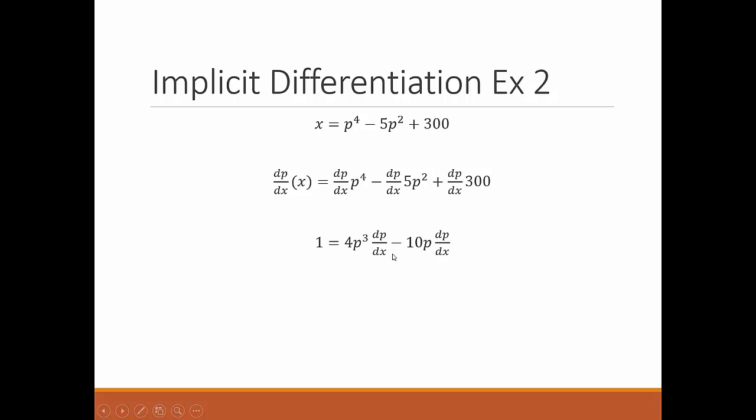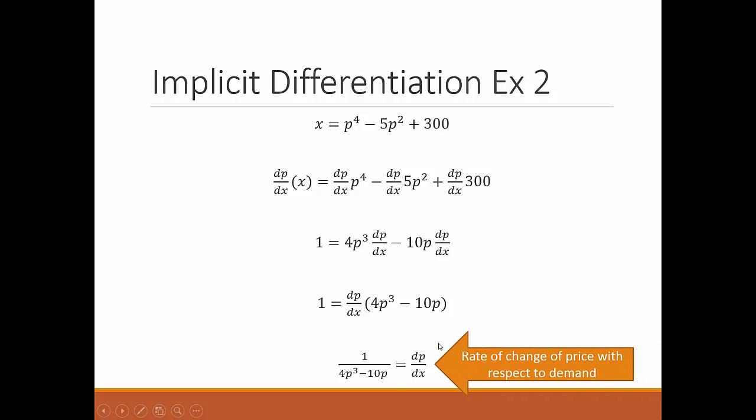And so now I want to solve this for dp dx. So probably what I would do is I would factor out a dp dx, and then I could divide both sides by this 4p cubed minus 10p. And what this gives me is a rate, a derivative, the rate of change of price with respect to demand.